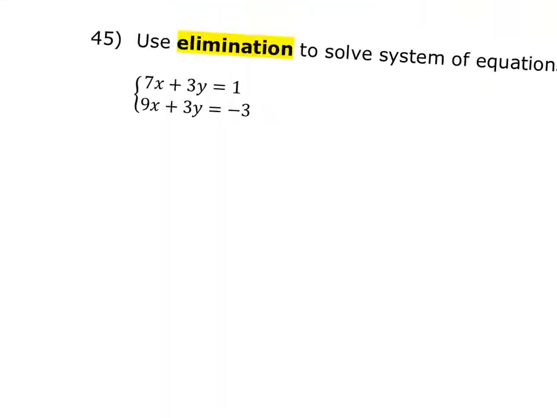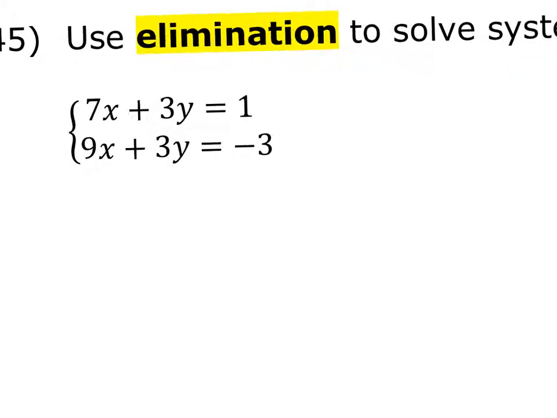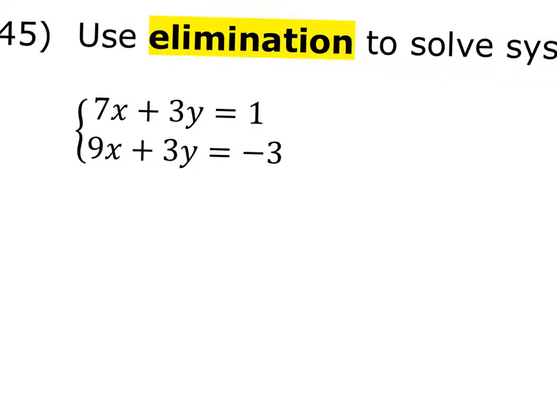Number 45. With this one, we notice that nothing is currently set up to eliminate quickly. So I would have to multiply by negative 1. You could do it to either the top or the bottom. That's up to you.